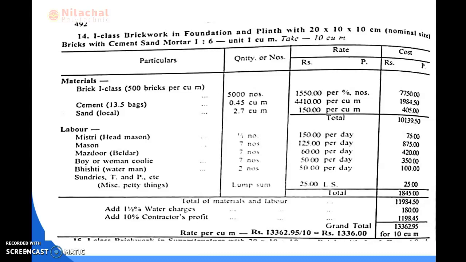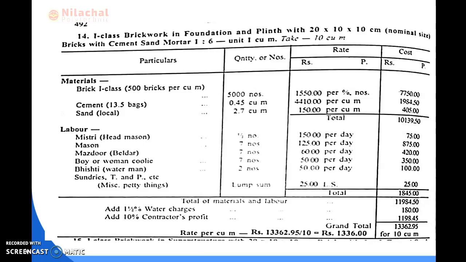And the boys and women coolies cost is 50 rupees per day. 50 into 7 is equal to 350. And bisti costs 50 per day. So a total of 2 numbers of bisti are used for 10 cubic. So 2 into 50 is equal to 100.